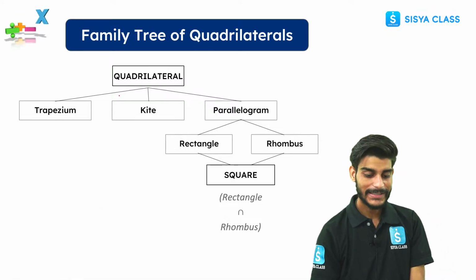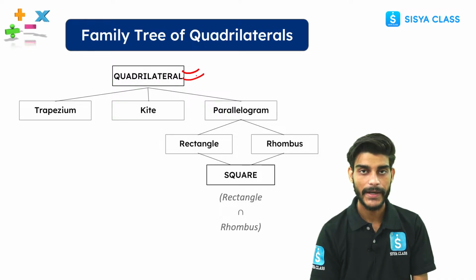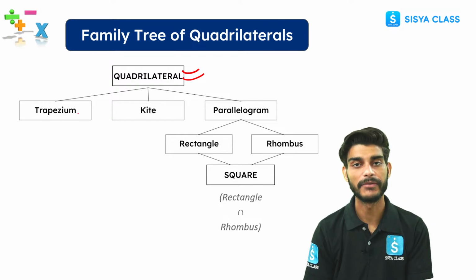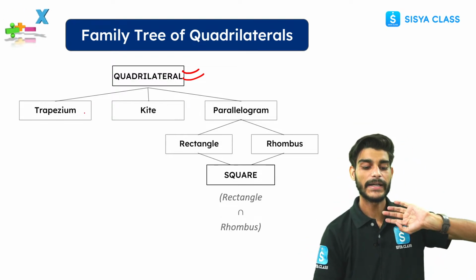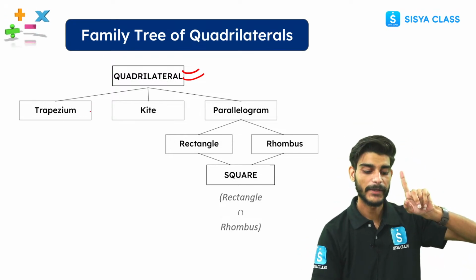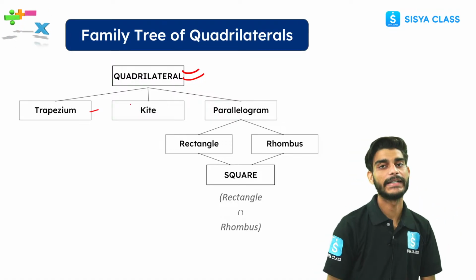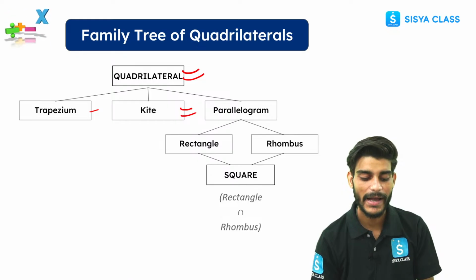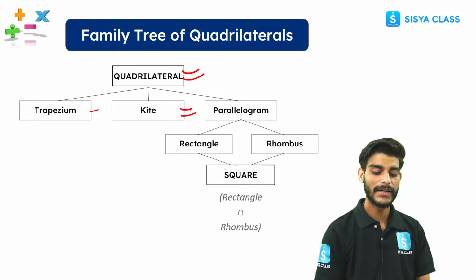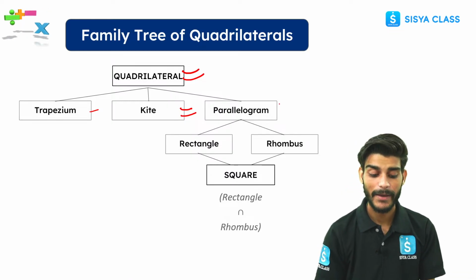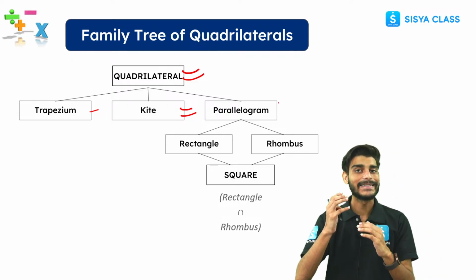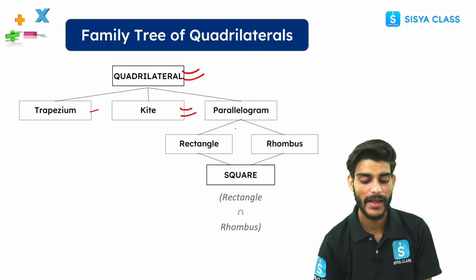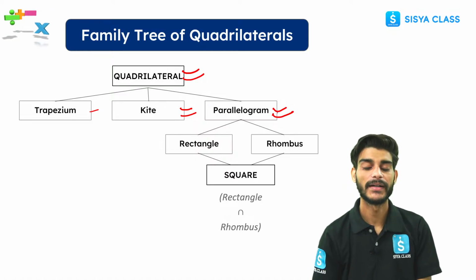Very simple. Firstly, we started with a quadrilateral, right? Then we have different classifications of quadrilateral, like trapezium was a different one, where only one pair of opposite sides was parallel. Only one pair. In kite, what was different? Adjacent sides are equal here. So that's why it fell into another category of quadrilateral. Third one is parallelogram. In parallelogram, opposite sides are parallel and opposite sides are equal. That's why it falls into the third category, parallelogram.